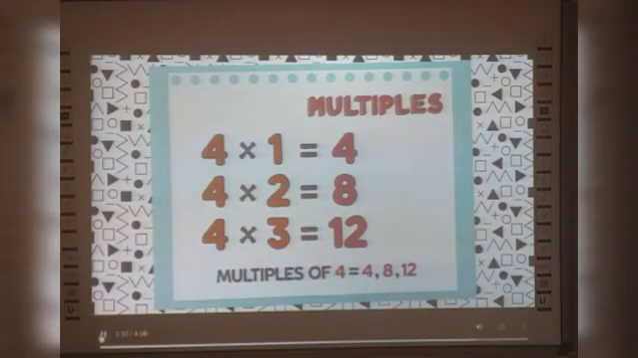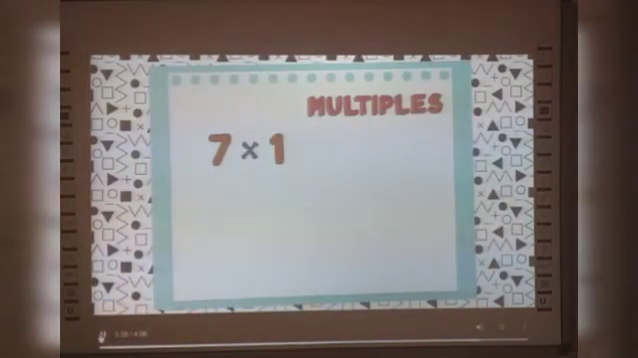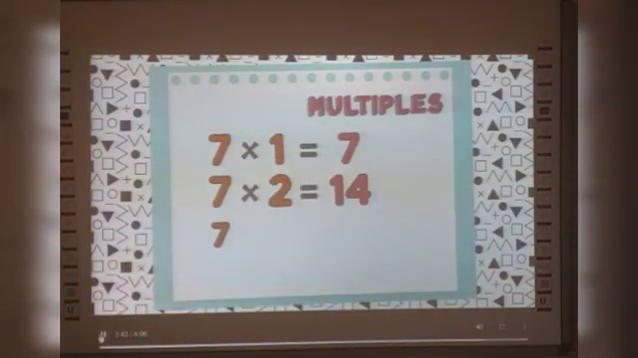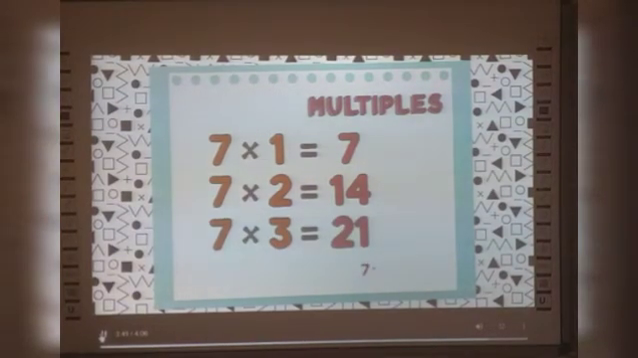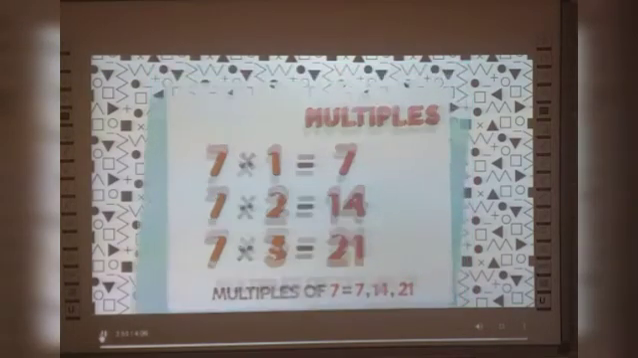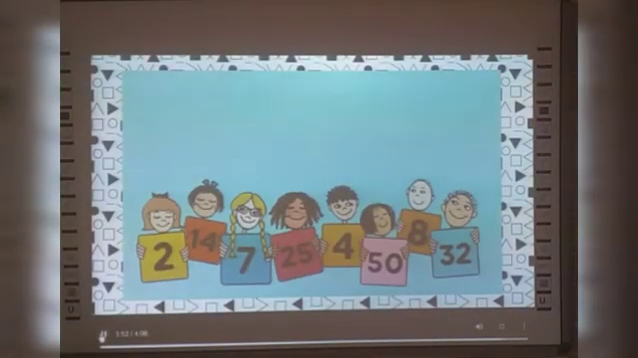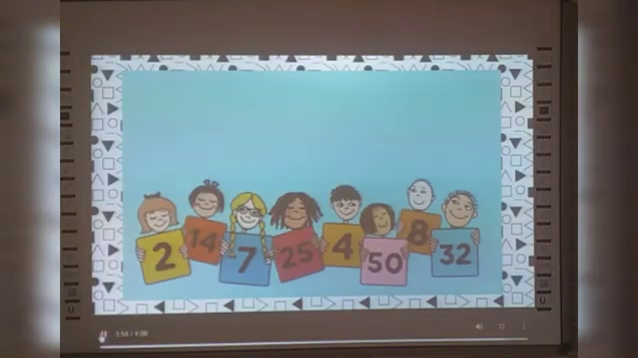You can apply this concept to all numbers. Any answer you get when you multiply one number by another is a multiple. Now it's your turn to see how many factors and multiples you can find for different numbers.